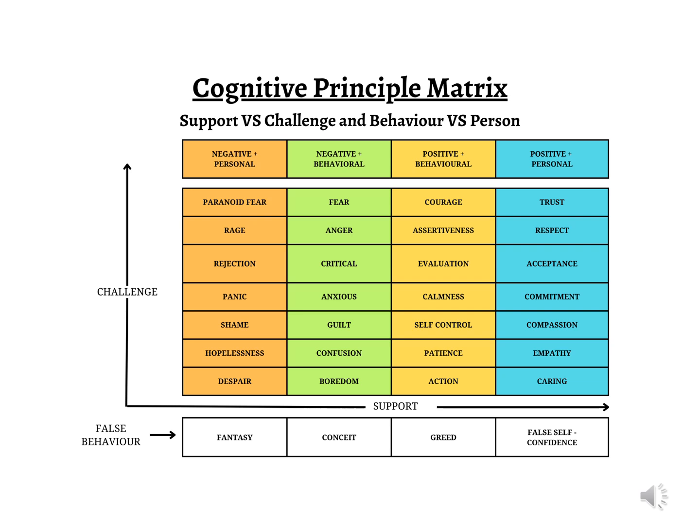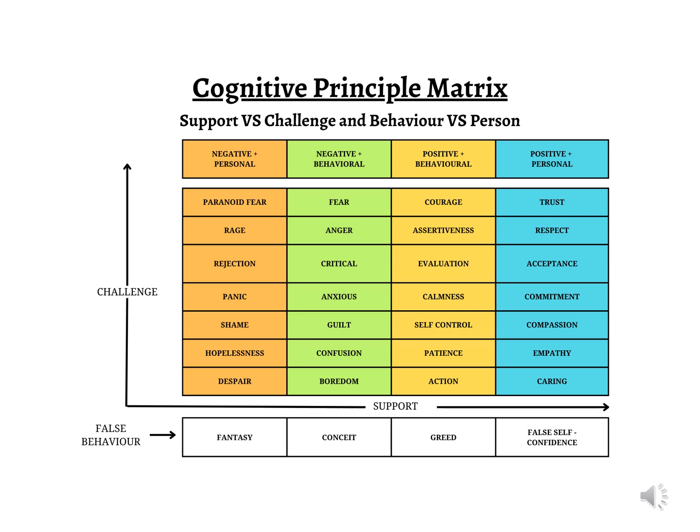Just running down from the top, there's the fear. We then move to courage, and build back our trust. We're angry, we become assertive and get our respect back. We're critical, we evaluate, and then we accept or reject. We're anxious, we become calm and commit again. We feel guilt, then self-control and compassion. Confusion, we have patience and have empathy with ourselves and others. Boredom, we take action because we care.